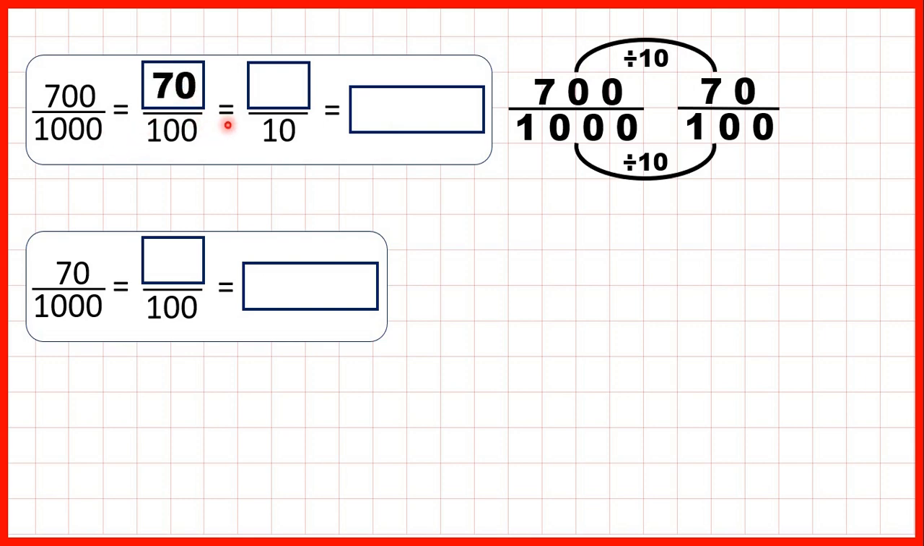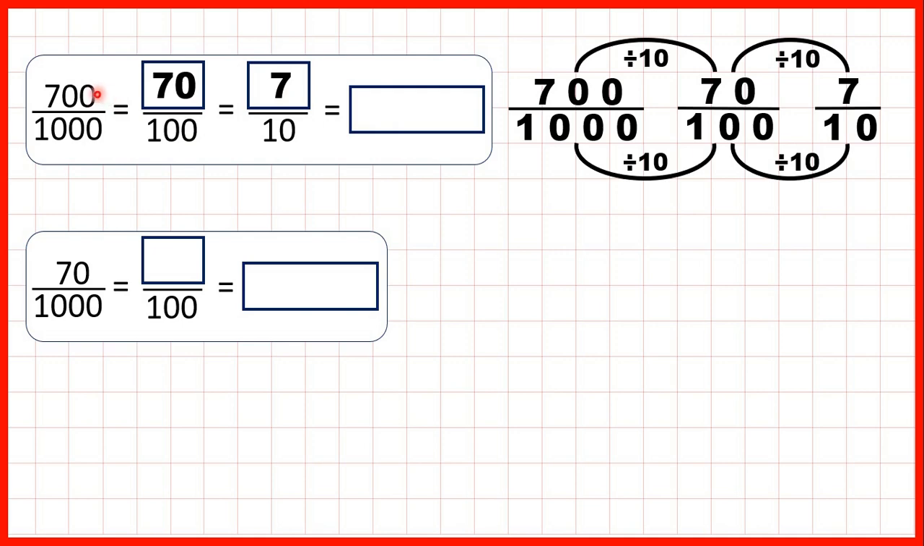Now let's find an equivalent fraction with a denominator of 10. 100 divided by 10 is 10, and 70 divided by 10 is 7. So that's equivalent to 7/10. So let's think about how we write this as a decimal.